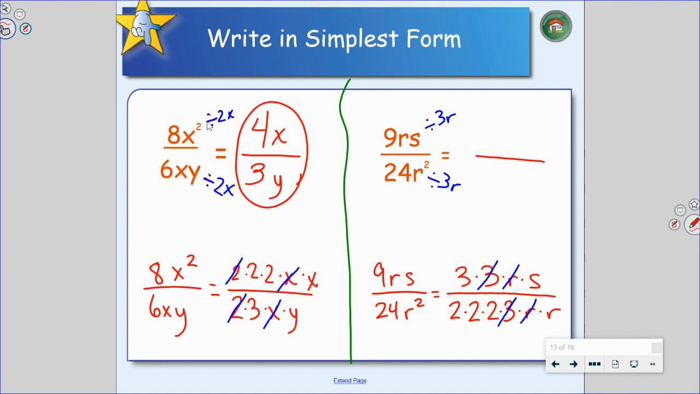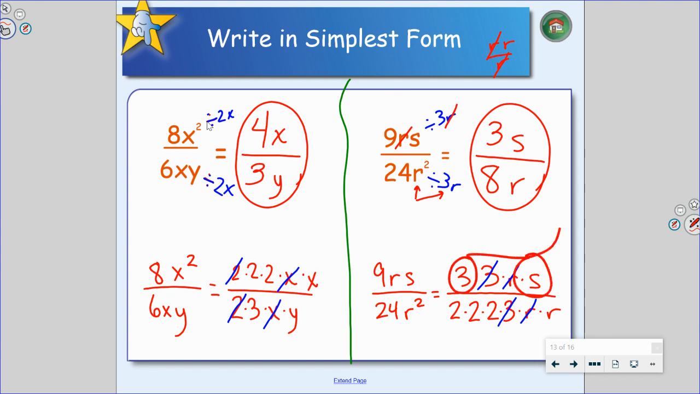Now again, act like you can't see the bottom. 9 divided by 3 is 3. R divided by r, those r's will cancel out, leaving a single s in the numerator. 24 divided by 3 is 8. And we have r squared divided by r. Again, if you need to take that off to the side just to envision it, it's going to leave a single r. But of course, many of you are not going to be surprised.